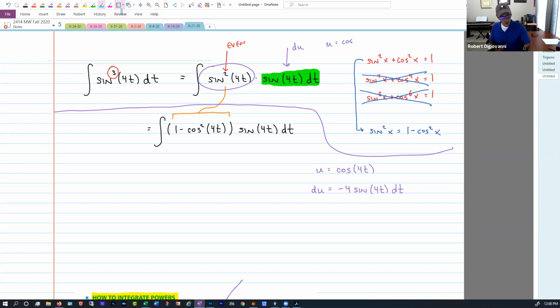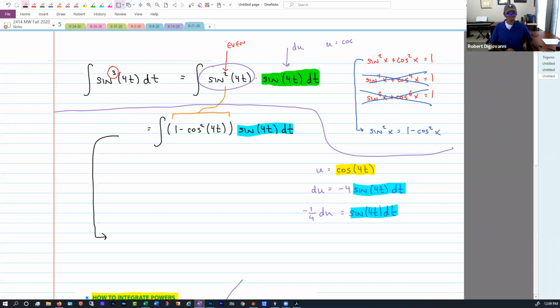Now we almost have that, right? Sine 4t dt, sine 4t dt. So I'm going to have to scale both sides, right? Get rid of that -4. And I think at this point, we're ready to rewrite the integral. My u is going to be cosine 4t. My sine 4t dt is going to be negative 1/4 du. So let's go, new integral.